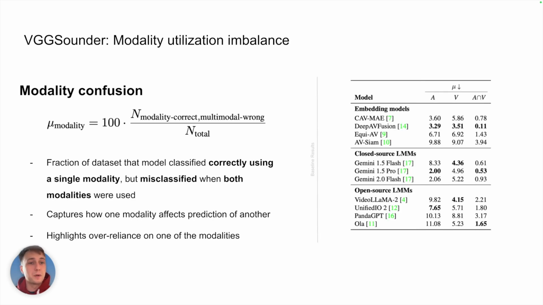As one can see on the right, all of the models that we benchmarked, both embedding models and open source and closed source foundation models, have from 4 to 11% of the samples where the model fails to classify samples correctly with 2 modality inputs, while successfully predicting the necessary classes when only one modality was provided. That shows that even the strongest foundation models, such as the Gemini family, cannot fuse modalities perfectly.